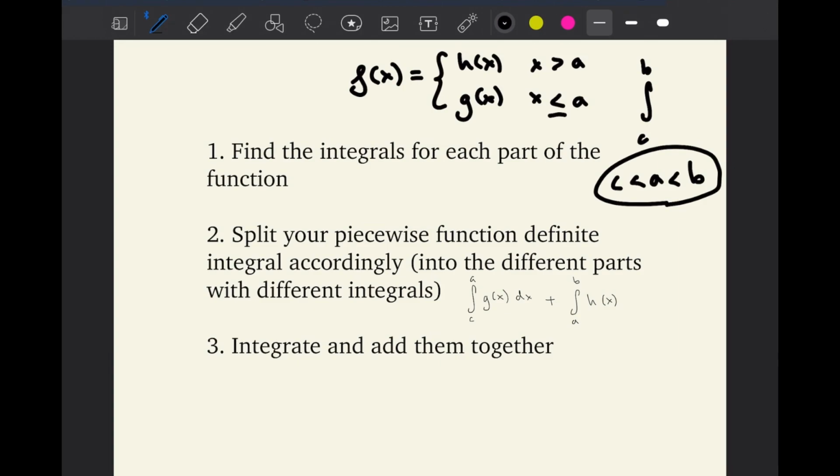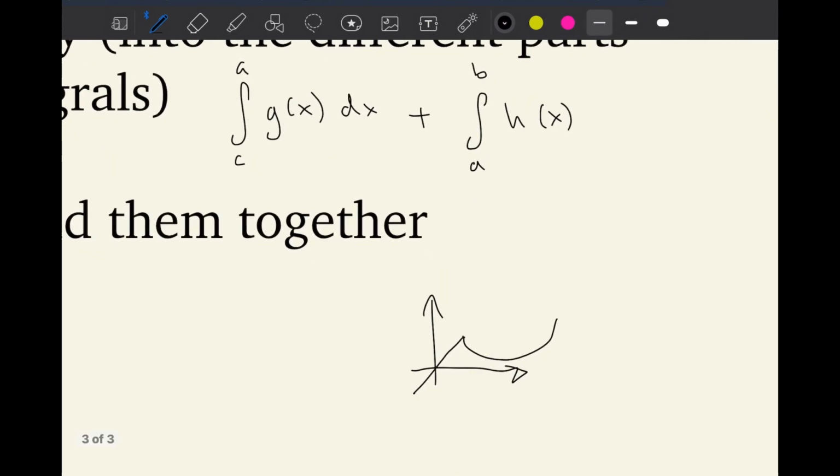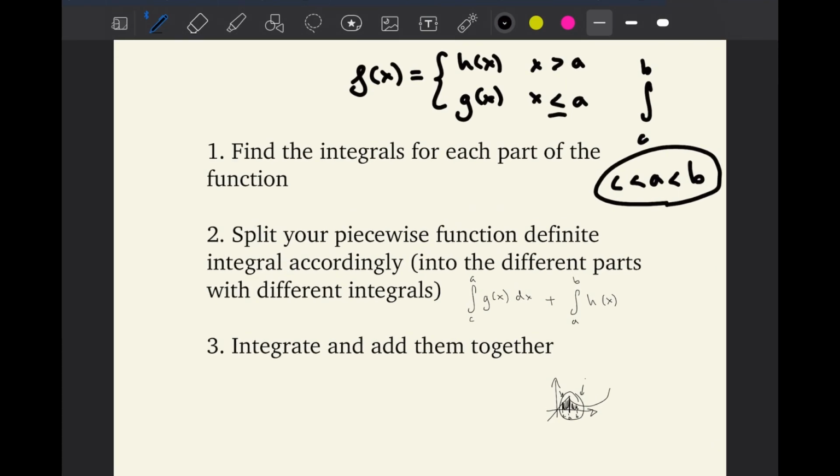Because if you can imagine, well, I don't know what these functions are, but for example, we have this and then we go like this. Who knows? Here we find the first part of the function, and then here is the second part. First we integrate this part, and then we integrate this part, and then we have to add them all together in order to go from, for example, c to b if this is our a. So I hope this makes sense, and now we can apply it to a few different examples.